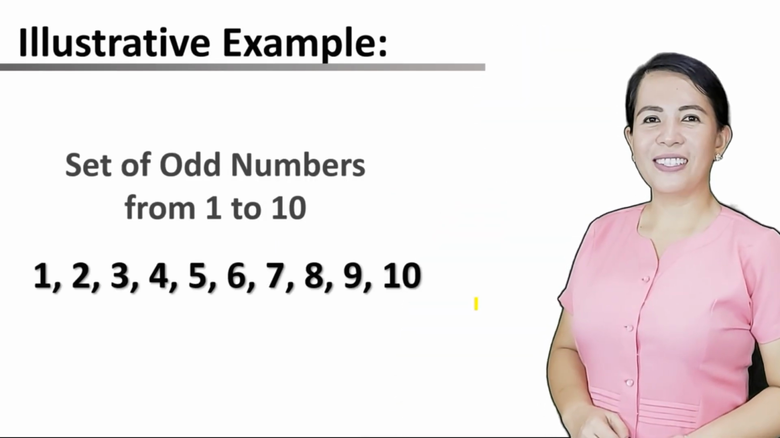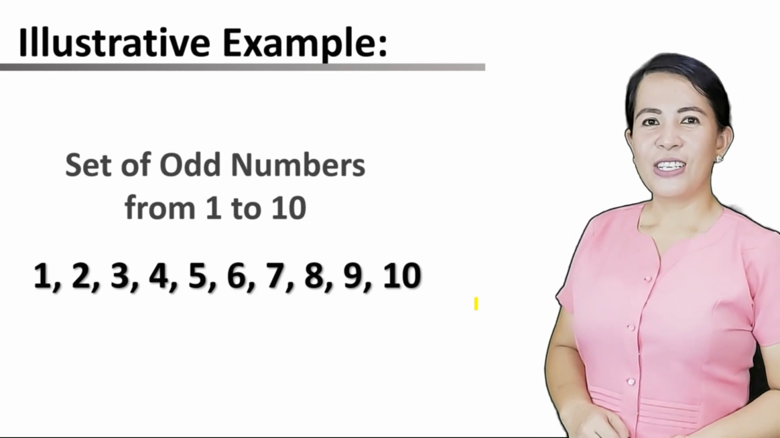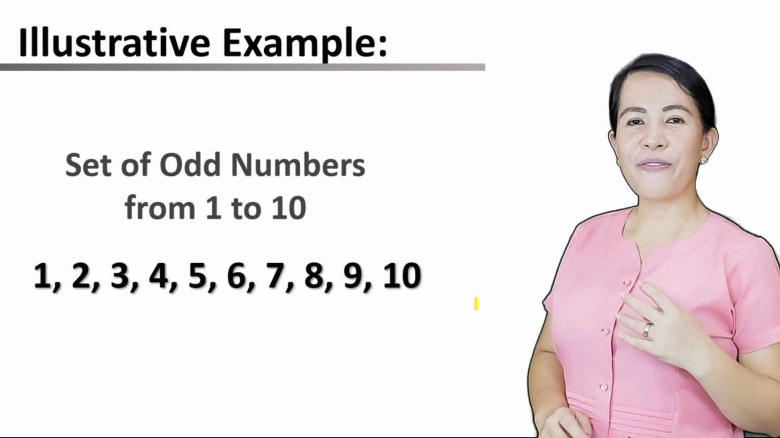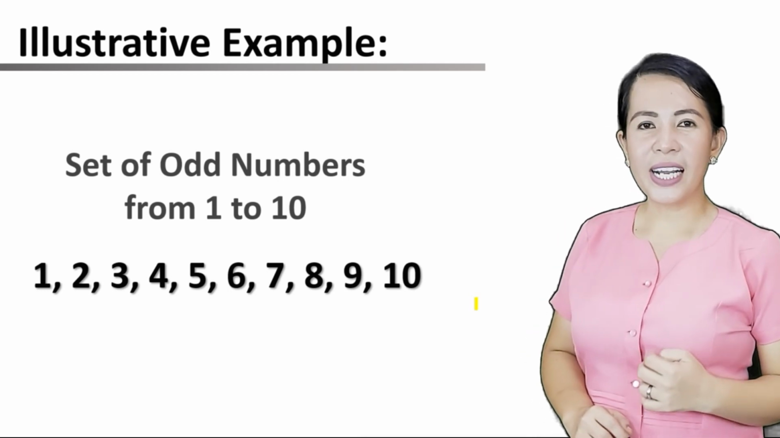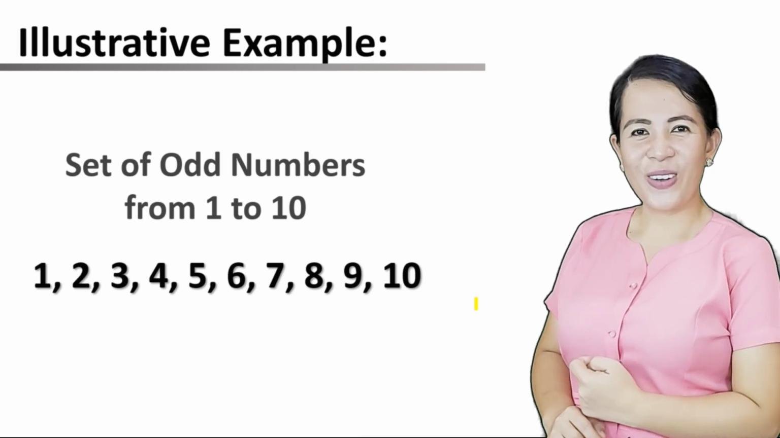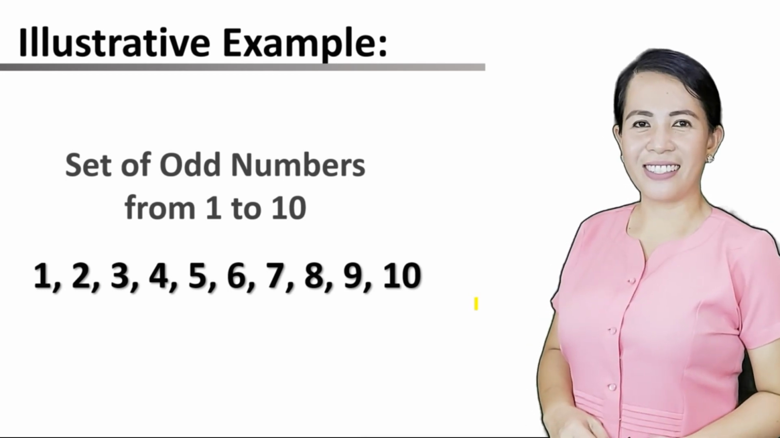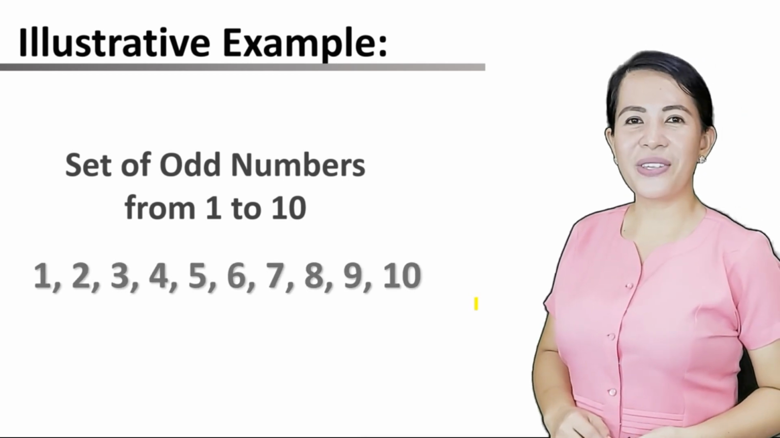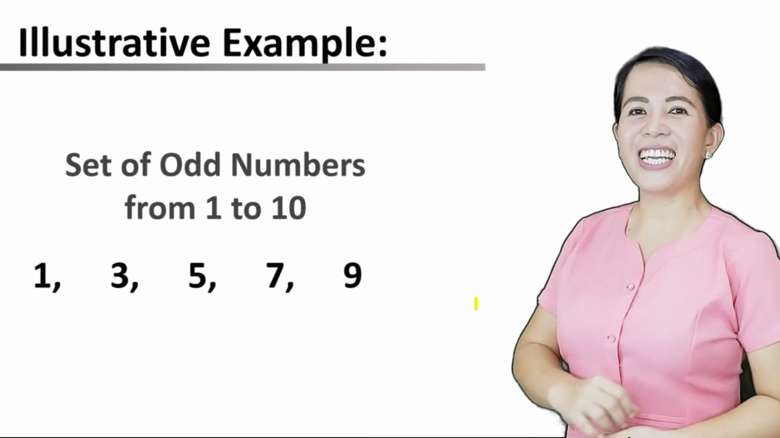Another example, set of odd numbers from 1 to 10. So what are the numbers from 1 to 10? So those are 1, 2, 3, 4, 5, 6, 7, 8, 9, and 10. But you are asked for a set of odd numbers. So what are the set of odd numbers from 1 to 10? Okay, so these are 1, 3, 5, 7, and 9. Very good, you got it right.